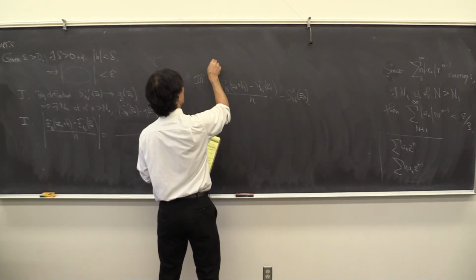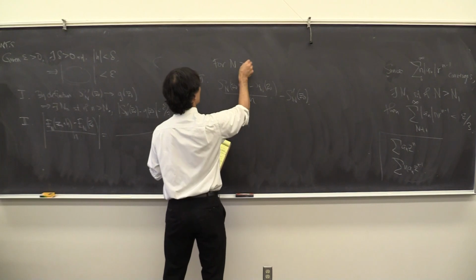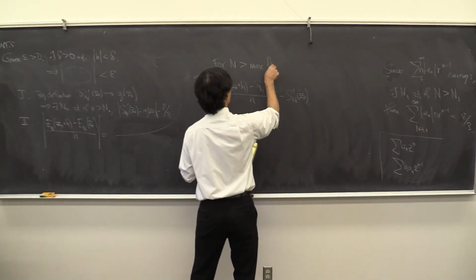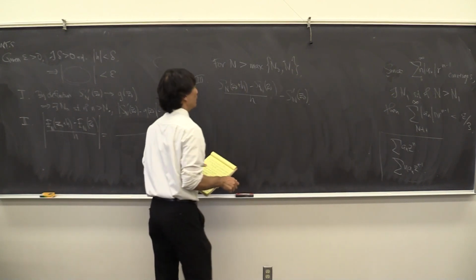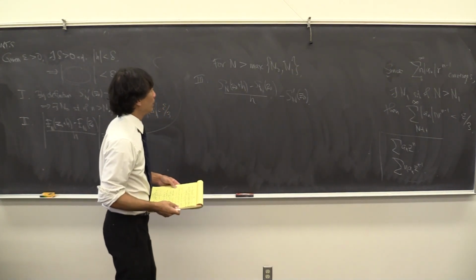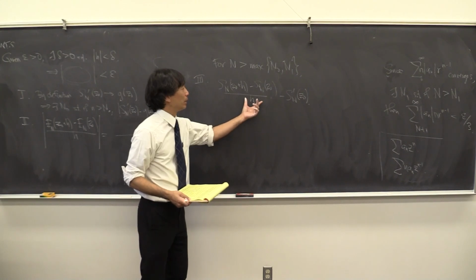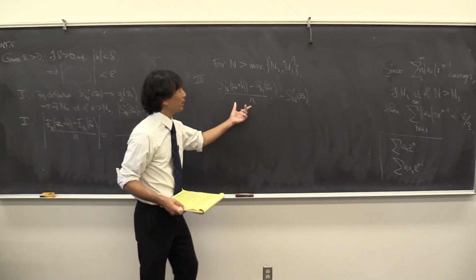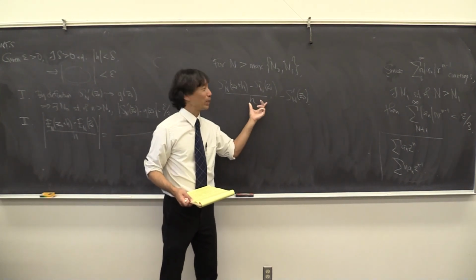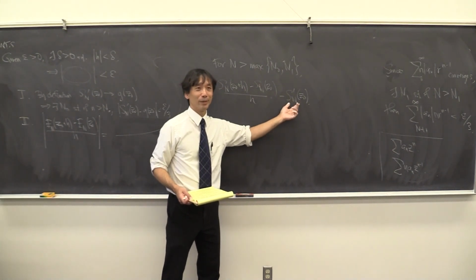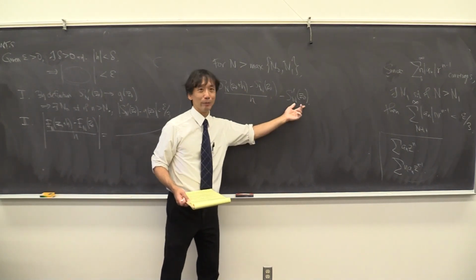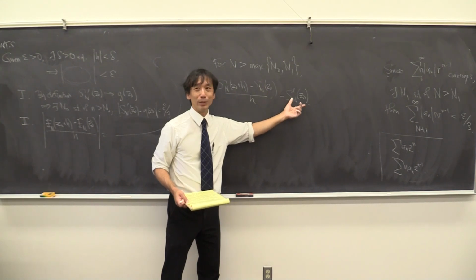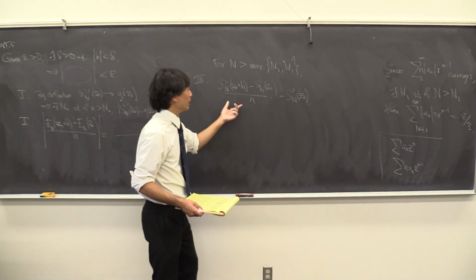So for n bigger than either of n1 and n0, we want to see that we can make this thing small. But of course we can make this thing small, right? Because S_n is a polynomial, and this is the difference quotient, where the limit as h goes to 0 will be the derivative. Polynomials are differentiable, so we don't have to worry about this.